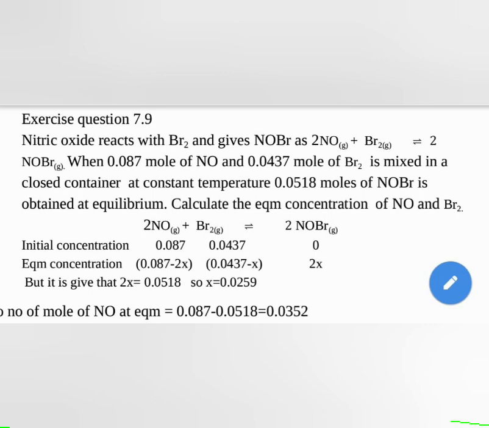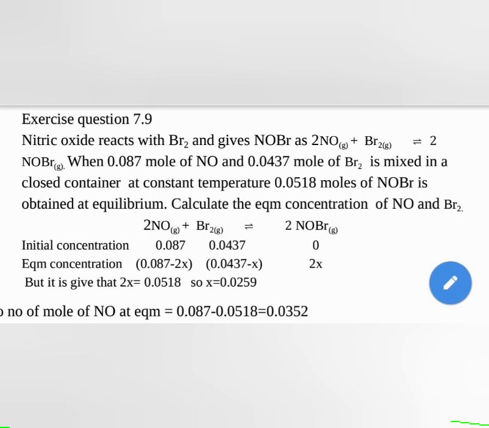In the case of Br2, there is no stoichiometric coefficient, so we write 0.0437 minus x itself. We don't want any numbers like 2x or 3x. Simply write 0.0437 minus x. Then NOBr is taken as 2x.